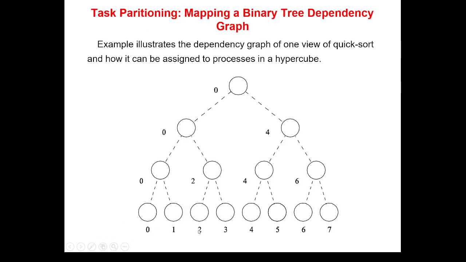Macam kita nak buat random minimum random number. So 0 dengan 1 kita ambil 0, 2 hingga 3 kita ambil 2, 4 dengan 5 kita ambil 4, 6 dengan 7 kita ambil 6. Okay, so this is macam kita quick sorting of minimum number lah. 0 dengan 4 kita ambil 0. Okay, so this is we call illustrate of dependency graph in one view lah. So how it can be assigned to the process in a hypercube.